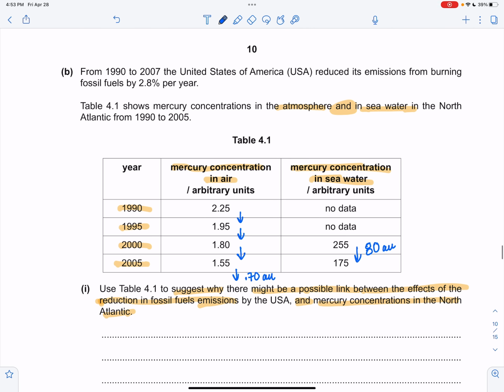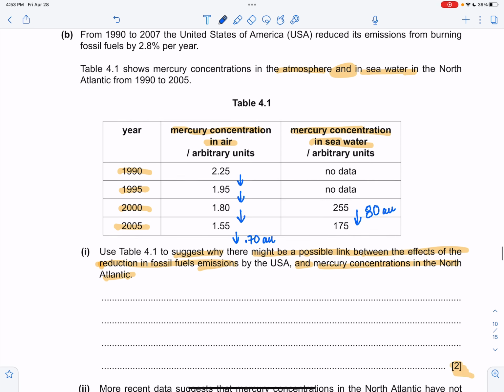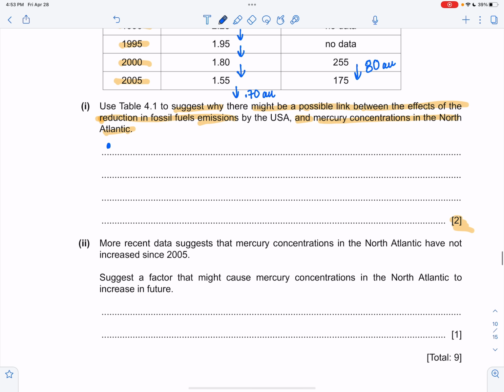All right, and this is because we see a reduction of mercury concentration in the air and in the sea. They've both reduced.